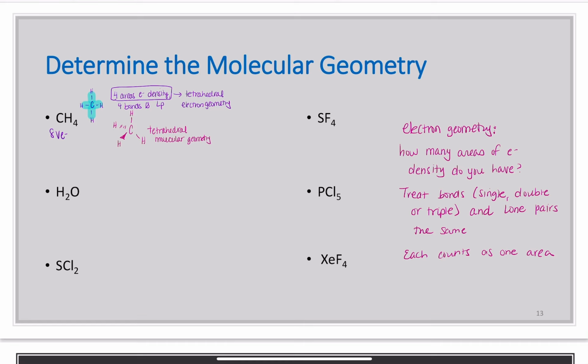What about H2O? H2O also has 8 valence electrons. You've got the oxygen in the center, bonded to 2 hydrogens, and it's got 2 lone pairs on it. 1, 2, 3, 4. 4 areas of electron density, which means tetrahedral electron geometry.